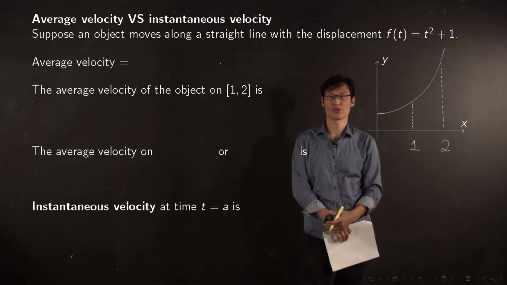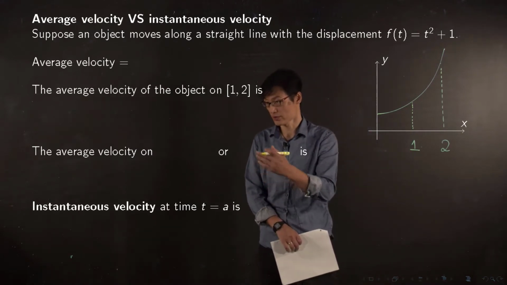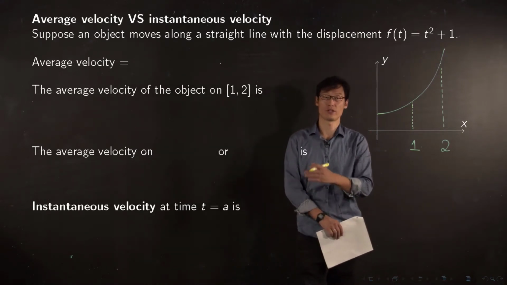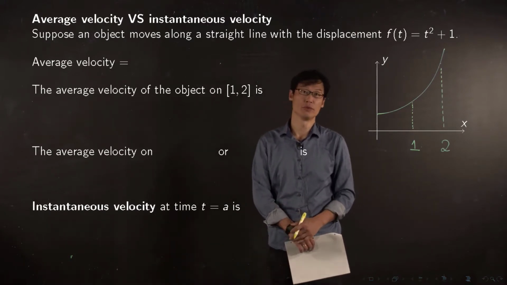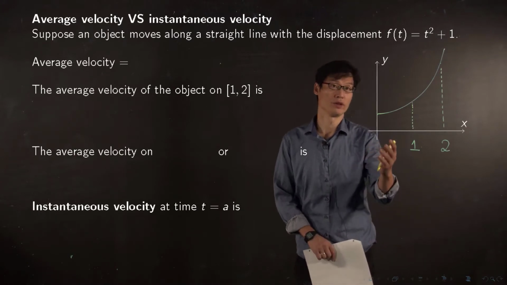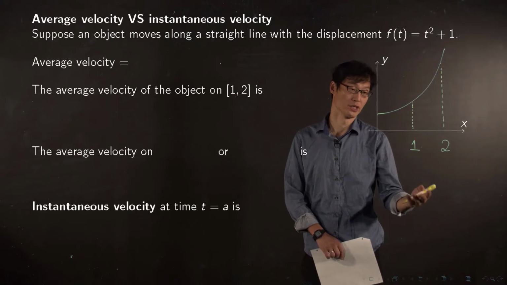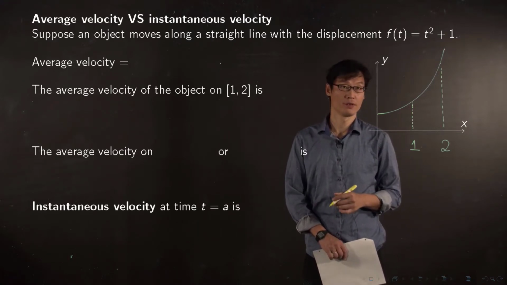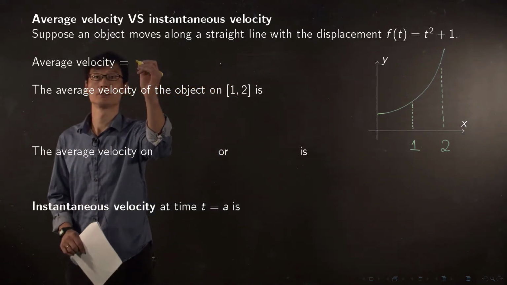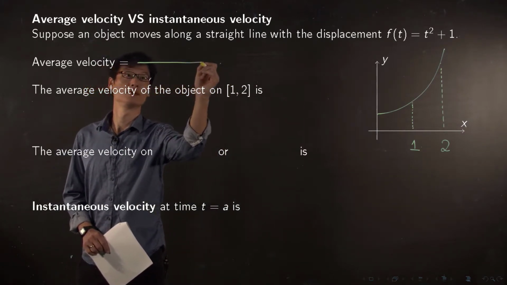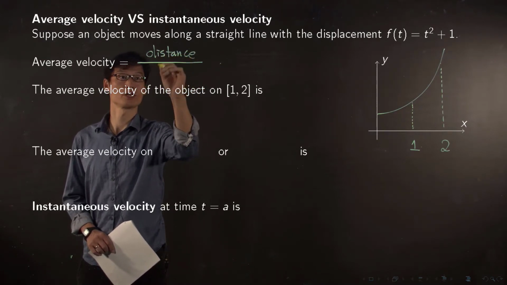So let me use this example, t squared plus 1, to discuss average velocity and then instantaneous velocity. Suppose we have an object moving along a straight line with the information. The displacement is t squared plus 1, where t measures the time. So average velocity, well, is distance over time.